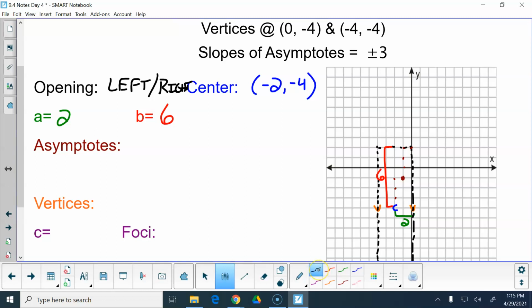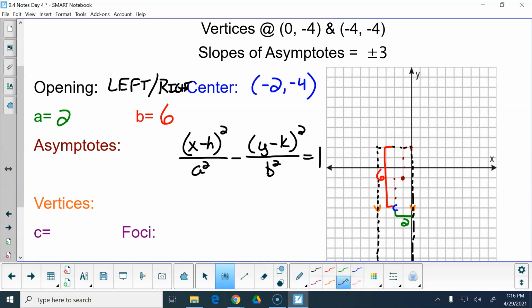The equation that we're going to use, left and right, is x minus h. Do I have everything that I need? Do I have h? Do I have k? Do I have A? Do I have B? Yeah, so I got everything that I need.